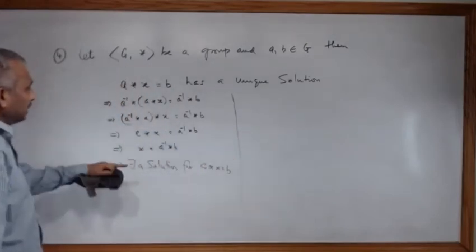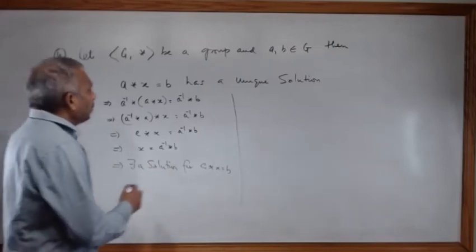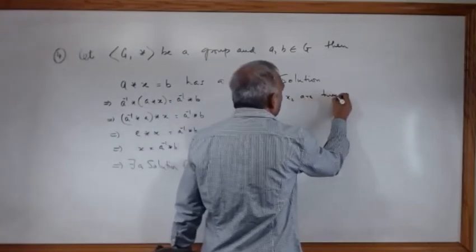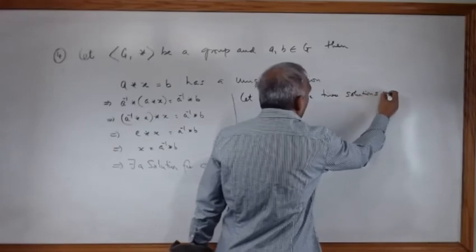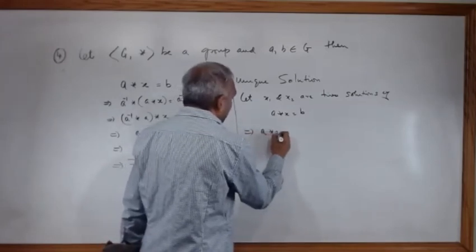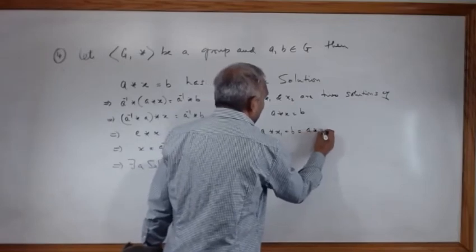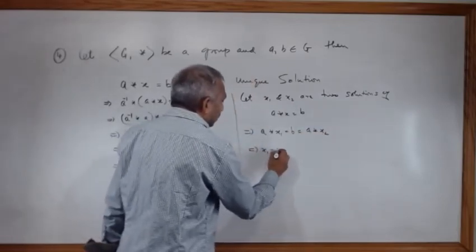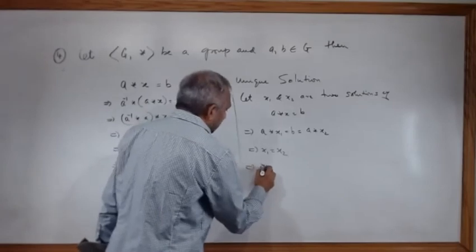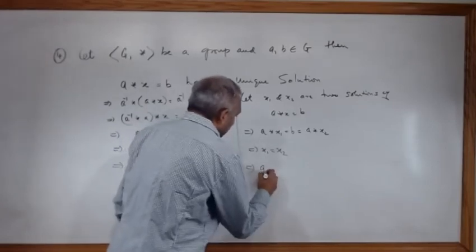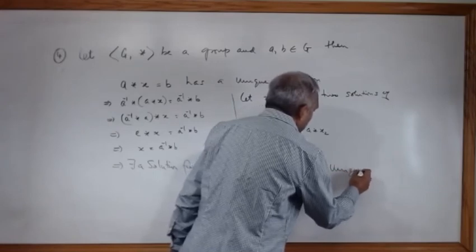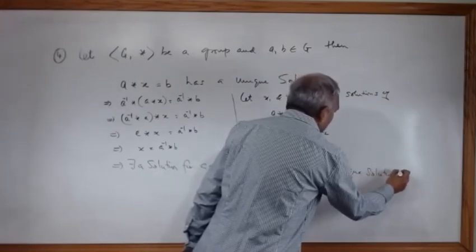Second part is we need to show that this is unique. So what we do is let x1 and x2 be two solutions of A star x equal to B, and that implies A star x1 is equal to B is equal to A star x2, and that implies x1 equal to x2, by left cancellation. That means A star x equal to B has a unique solution in G.